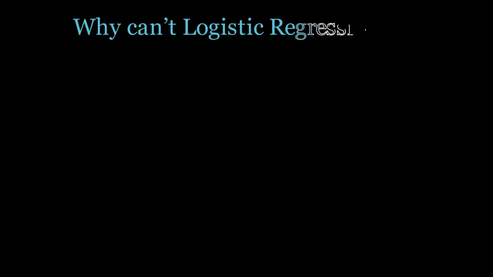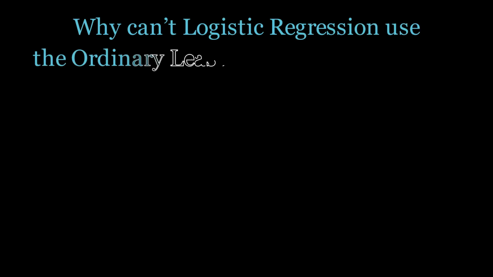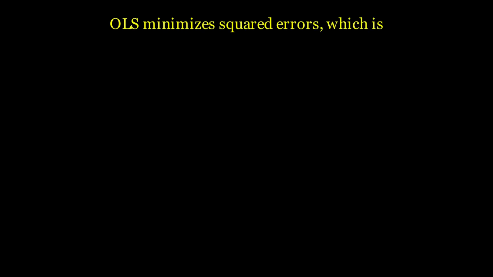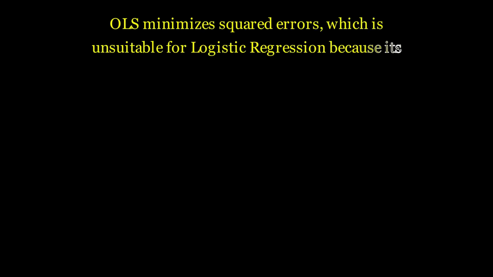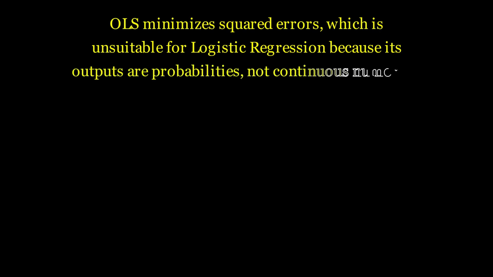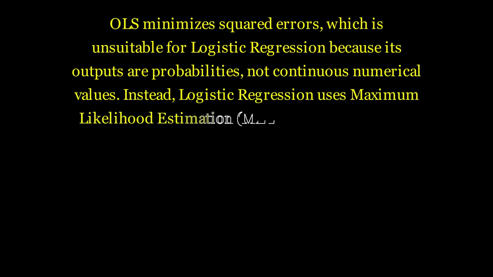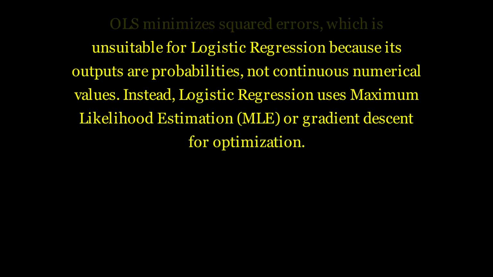Why can't logistic regression use the ordinary least squares, that's OLS, method for optimization? OLS minimizes squared errors, which is unsuitable for logistic regression because its outputs are probabilities, not continuous numerical values. Instead, logistic regression uses maximum likelihood estimation (MLE) or gradient descent for optimization.